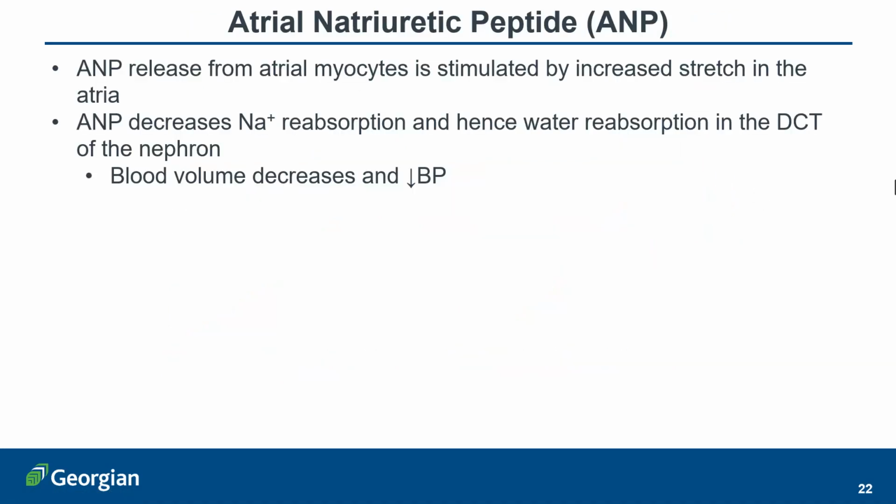ANP release from the right atrium is stimulated by an increase in stretch of the atria, and that's caused by an increase in blood volume. What ANP does is that it decreases sodium reabsorption and hence water reabsorption in the DCT of the nephron. Consequently, blood volume decreases and blood pressure decreases. You can think of ANP as the opposite of aldosterone. It does almost the exact opposite in terms of its effect on blood pressure.